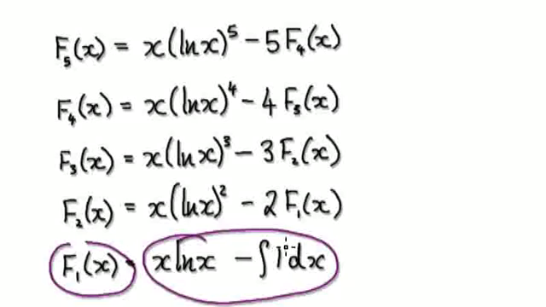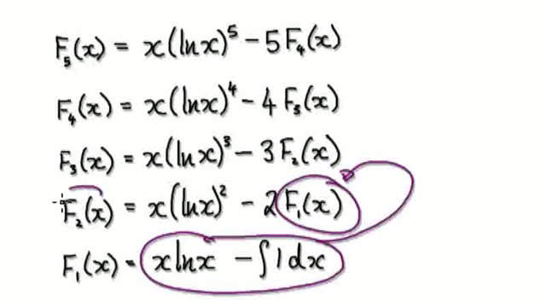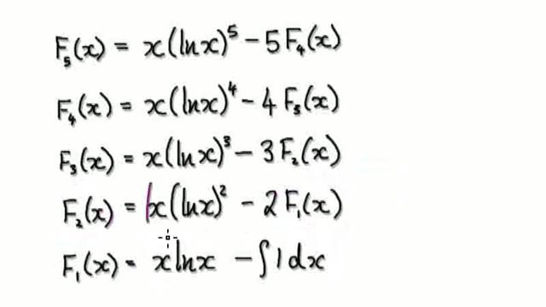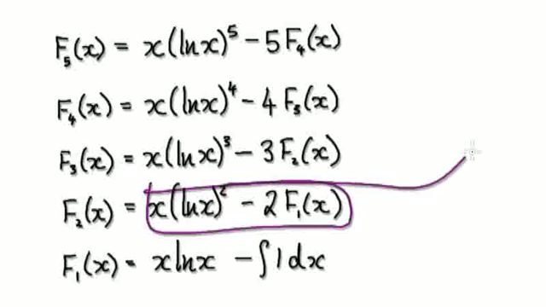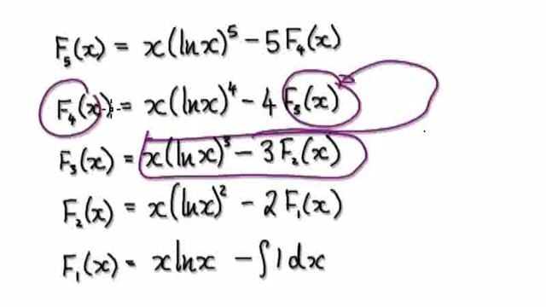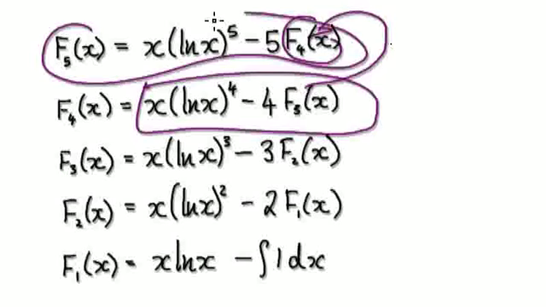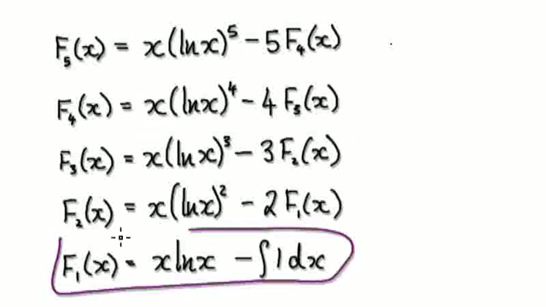Now that we know f of 1, we can then put this into here. So then we know f of 2. Then once we know f of 2, we can then put it into here. And then that would give us f of 3. Once we know f of 3, we can then put it into here to give us f of 4. Once we know f of 4, we can then put it into here to give us f of 5. So let's start from here now.